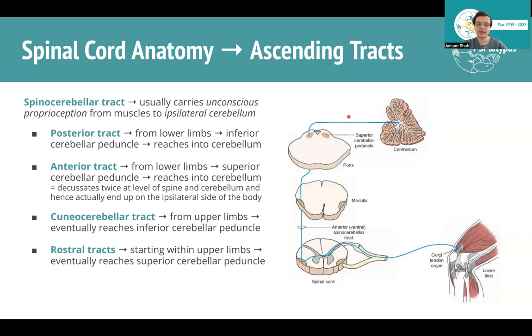The cuneocerebellar tract is from the upper limbs, eventually reaches the inferior cerebellar peduncle, and the rostral tract, still upper limbs, but this time the superior cerebellar peduncles. So I won't waste your time too much on this one, but I think if you just want to have an idea of the combinations, right? So which ones go to the inferior peduncles and which ones are responsible for upper limb, which ones are responsible for lower limb.